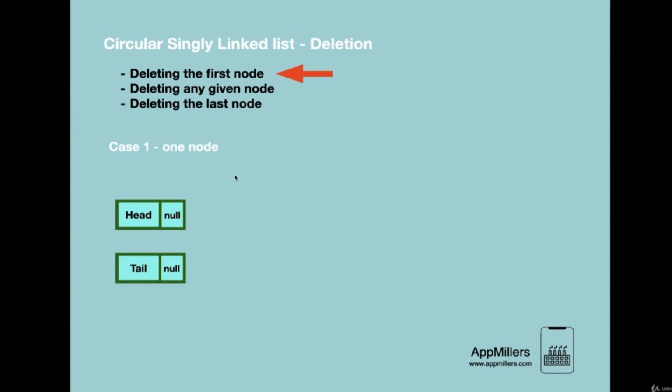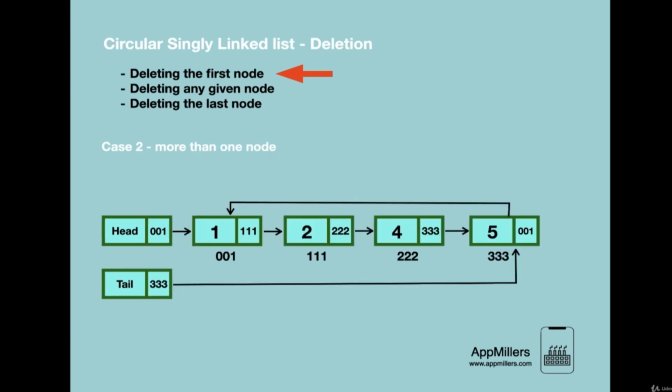Now let's look at the second case in which we have more than one node. In this case, we need to update head reference to the second node, and last node's reference has to point to the second node because in this case, second node will become the first node. So the first thing that we are going to do, we will update head's reference to the second node. If we update it, it's creating a link between head and this node.